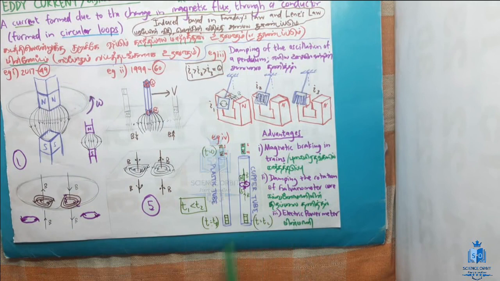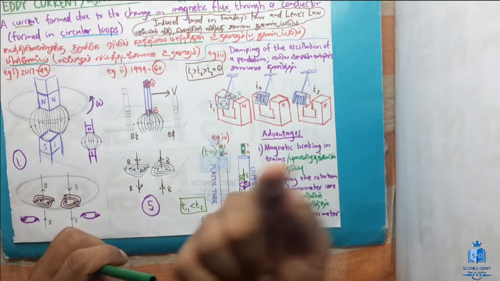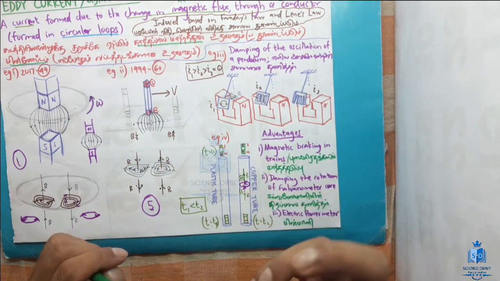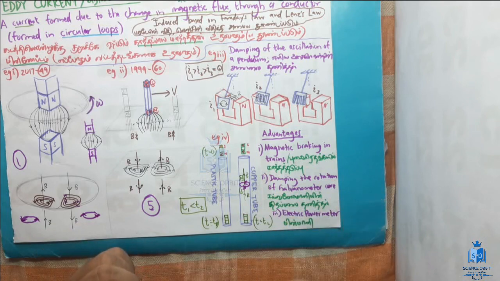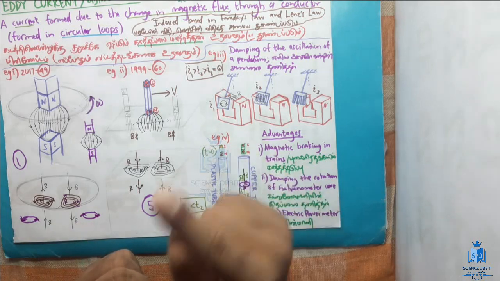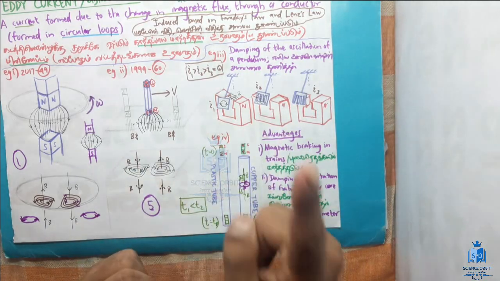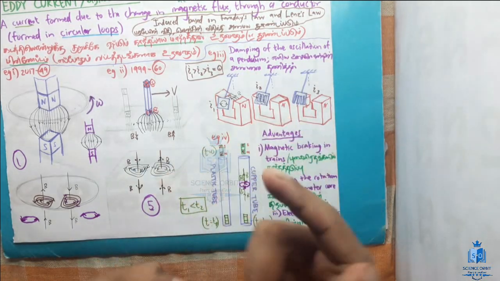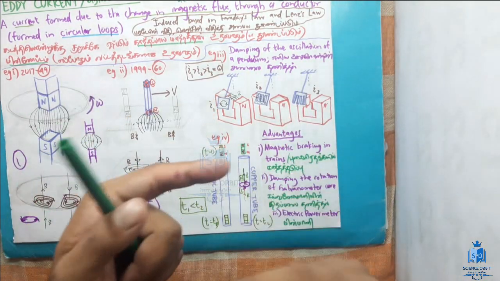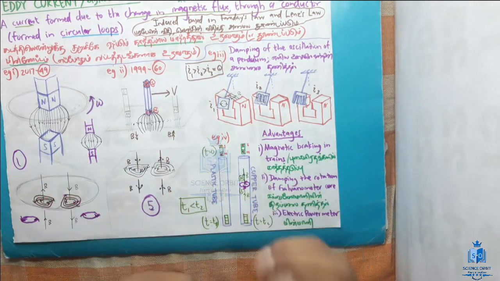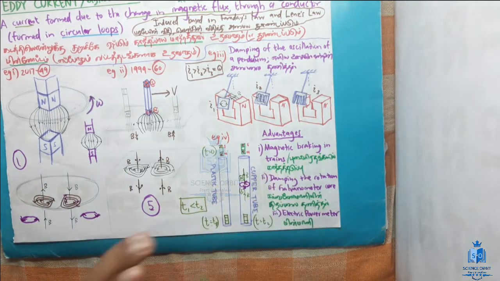And then you might have seen the electric power meter, the electric meter at our homes. In that there will be a disc rotating. Have you observed it? Based on the rotation of that disc, the units are measured. That disc rotates due to eddy currents. So they are also used there.